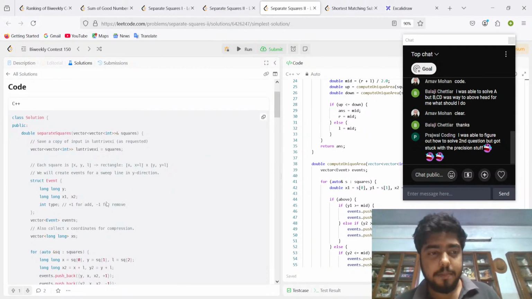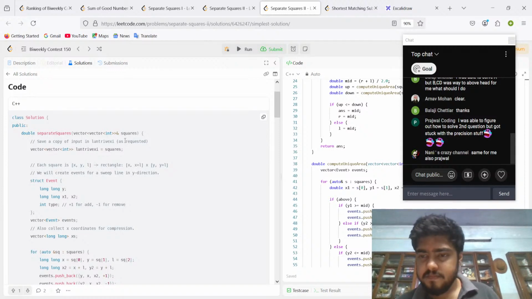Okay, he has used a segment tree to do it. Save a copy of input in the tree vector. Same for you too.